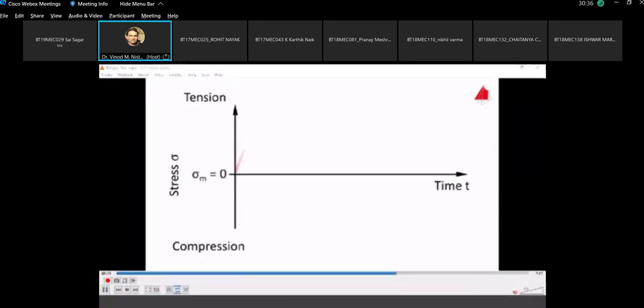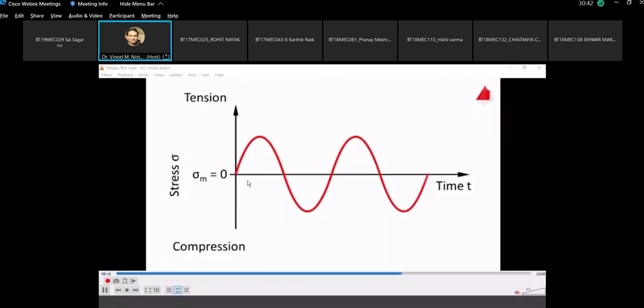This is a stress versus time plot, and it shows the type of loading we are applying. I think you have studied this type of loading; these are types of variable loads. There are three: fluctuating load, reversed load, and repeated load. This is the reversed load, and the fluctuating load will be above the zero level, and the repeated load will have only either tension or compression. So there are three types of loading.